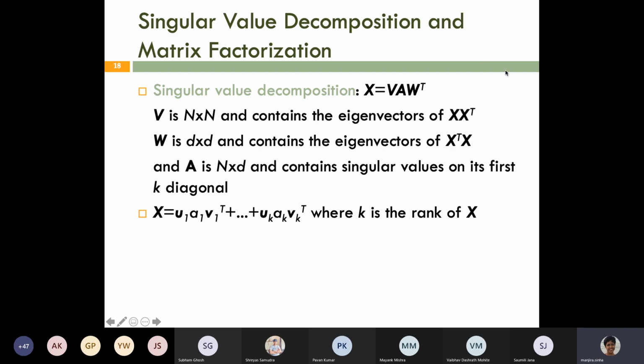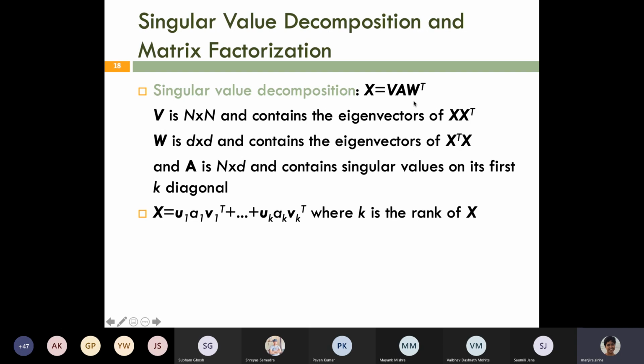There is a good reading material. I will send you. So, what is singular value decomposition? This X is my feature matrix, n cross D, if you recall, where n is the number of data instances, the rows, and the columns each represent a feature. Mathematically, we decompose X into a product of these three matrices: V, A, W^T. In some cases, it is V, lambda, U.